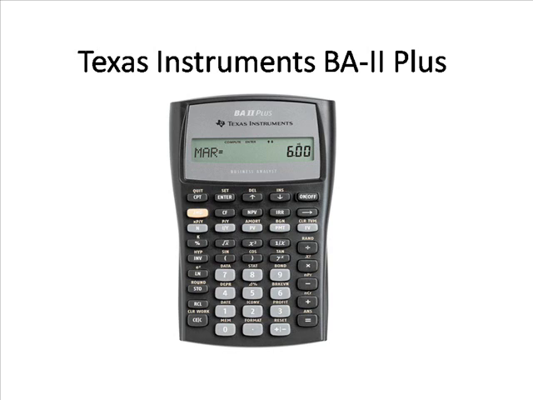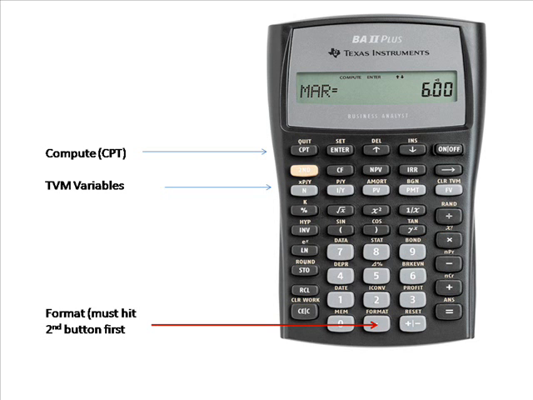The BA is a business calculator that has a large number of useful functions for the business major. We will focus on the time value of money function. Some of the keys that we will be using most are the CPT or compute button, the time value of money buttons on the third row, and the format button on the bottom row.